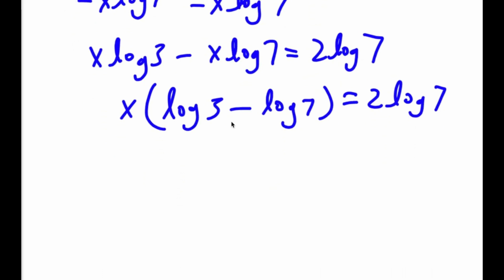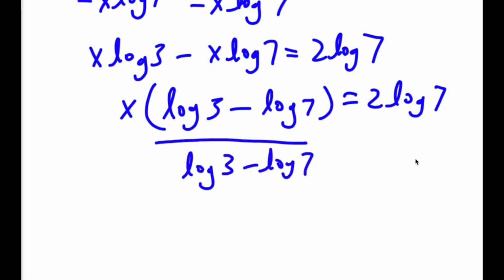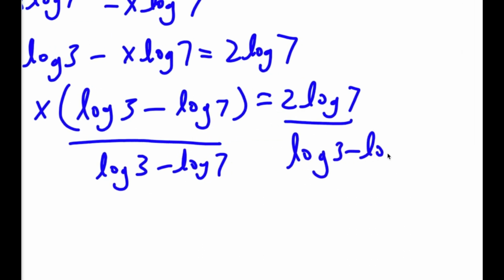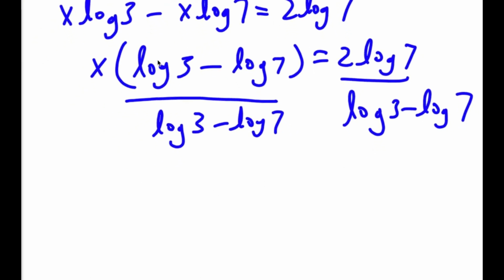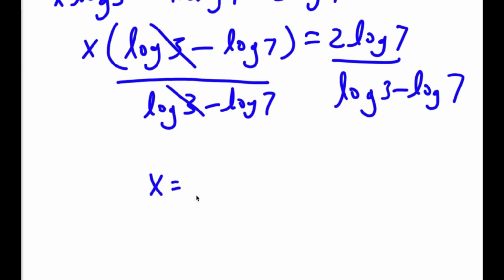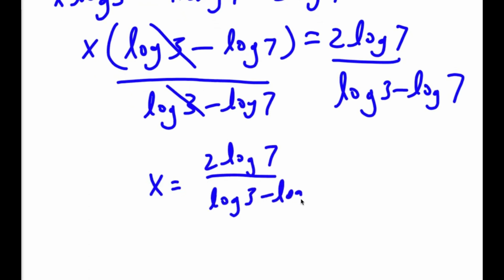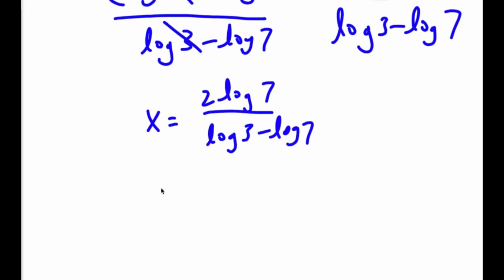And now I have x over here, and we want to isolate x, obviously. So I'm going to divide both sides by log 3 minus log 7. So now these two will cancel out, and I have x is equal to 2 times log 7 over log 3 minus log 7.